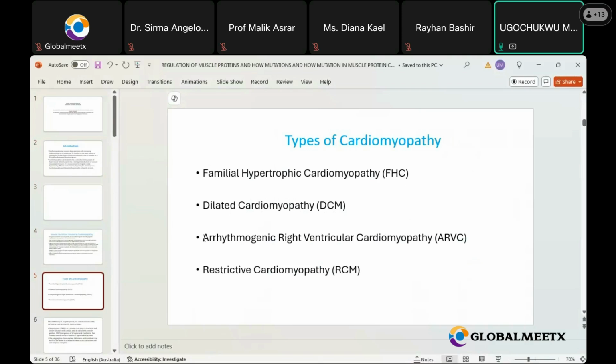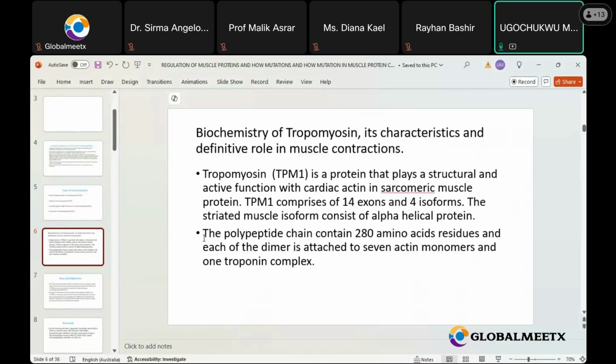Biochemistry of tropomyosin, its characteristics and definitive role in muscle contraction. Tropomyosin is a protein that plays a structural and active function with cardiac actin in sarcomeric muscle protein. Biochemically, it comprises 14 exons and 4 isoforms. These striated muscle isoforms consist of alpha helical proteins. The polypeptide chains of tropomyosin contain 280 amino acid residues, and each dimer is attached to 7 actin monomers and 1 troponin complex.